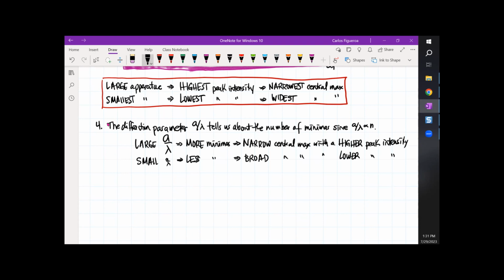So what I want to do here is go back to the applet. So I'm going to go back to the diffraction opening.